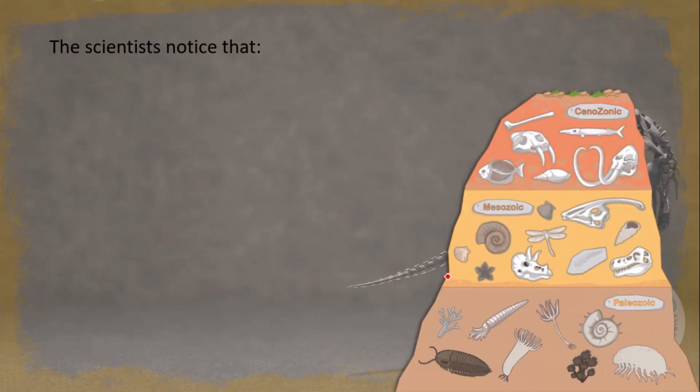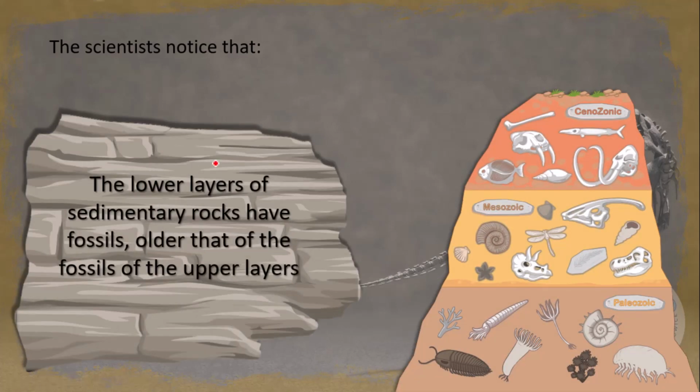And scientists notice that the lower layers of sedimentary rock have fossils older than fossils of the upper layer. So as we go up, the fossils and the age of the rocks are newer. So this is the older layer, newer layer, and this is the most recent.